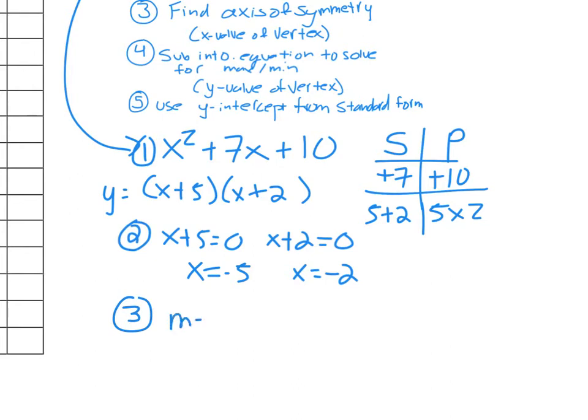So r plus s, negative 5 plus negative 2, that's negative 7 divided by 2, which is negative 3.5.